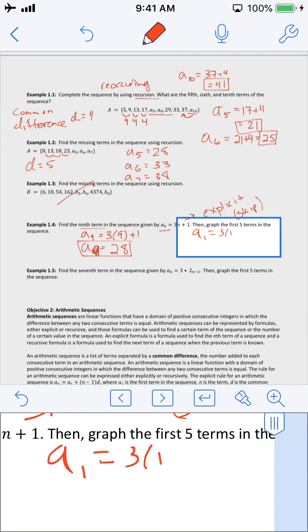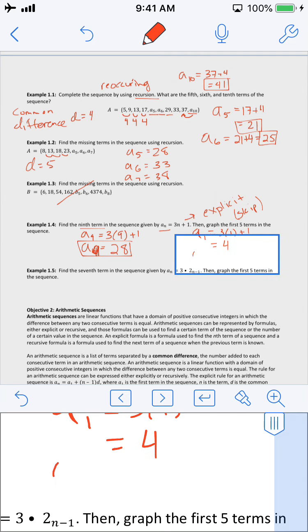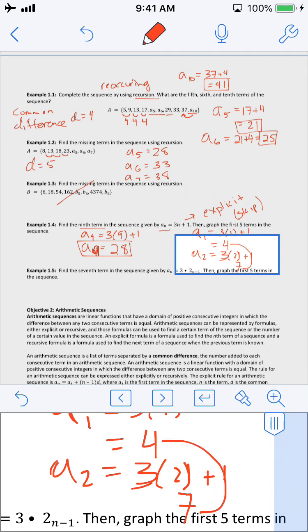A1 would be 3 times 1 plus 1, so A1 is 4. From here, I can do A2. I might want to do the first 2, so that way I can kind of see what the common difference is. That would be 7. Okay, so it looks like the pattern is adding 3 each time.